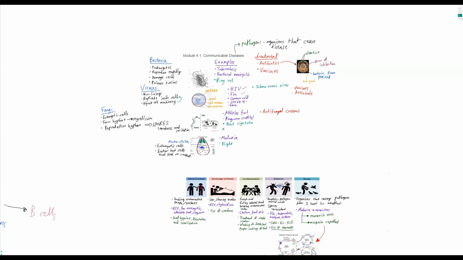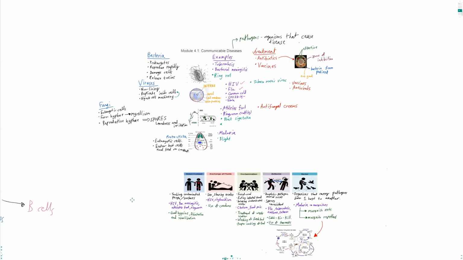Hi, and welcome to this next video on OCR A-Level Biology. We're on Module 4.1, which is about communicable diseases. And in this video, we're going to be looking at, briefly, an overview of the human immune system.